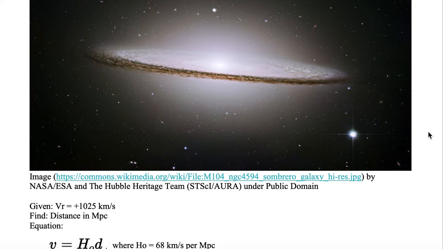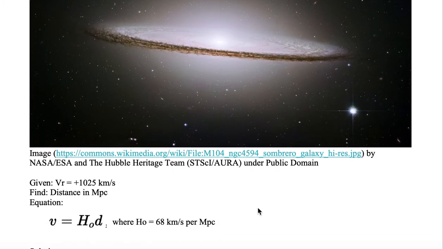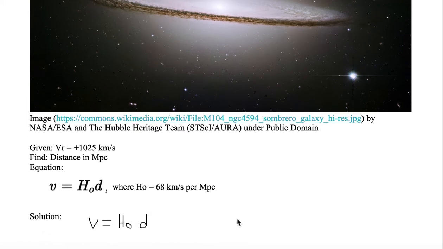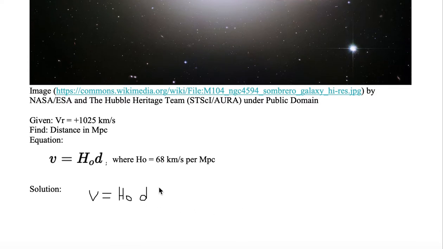So this galaxy is moving away from us at a speed of 1025 kilometers per second. We want to find the distance to this galaxy in units of megaparsecs. Mega is 10 to the 6, so you can say megaparsecs or a million parsecs. We're given the Hubble-Lemaitre law where speed or velocity v is equal to h naught d, where h naught is Hubble's constant, and in this particular case we're given Hubble's constant is equal to 68 kilometers per second per megaparsec. So we want to solve for distance given this equation and the radial velocity.